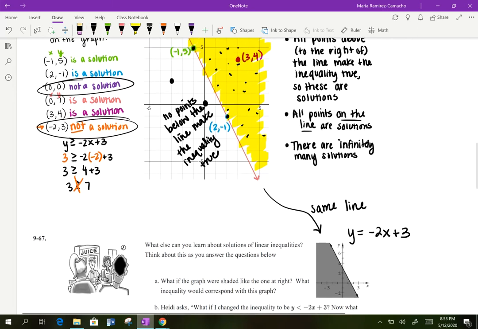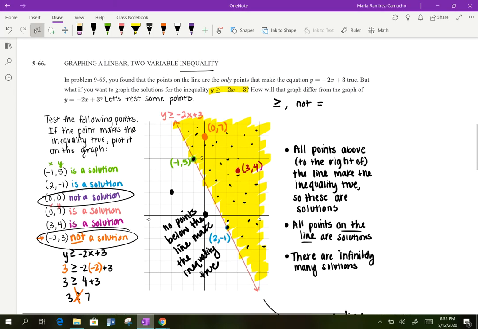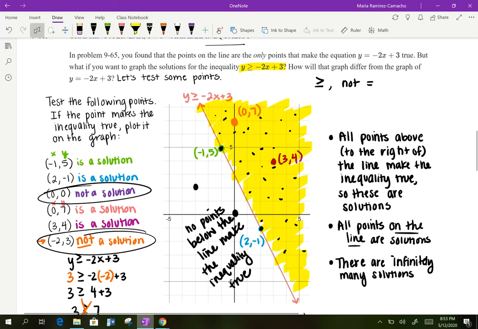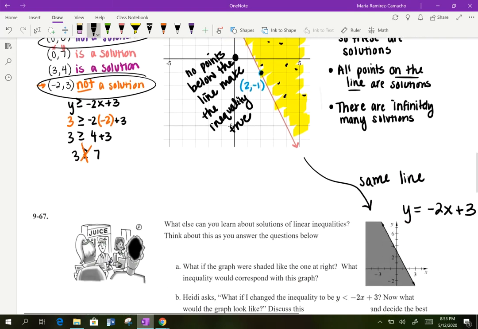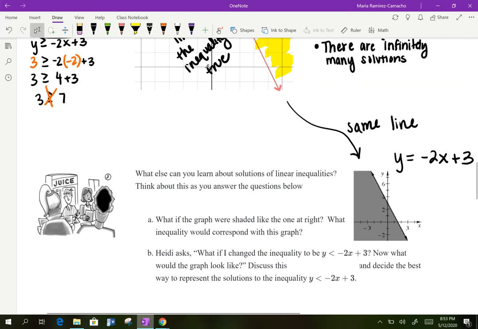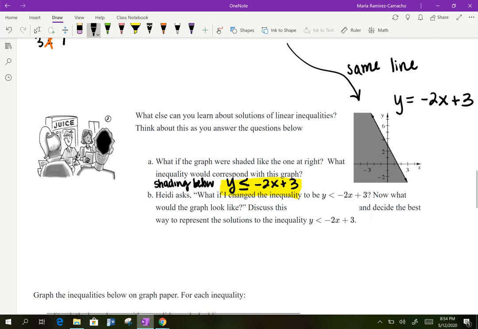But notice that here, for our problem 9-66, we shaded above, so it was greater than or equal to. Here we're shading below, and so how would the symbol change? Well, now it would be y is less than or equal to -2x plus 3. Again, that is because we are shading below. So our inequality symbol is changing. So we've answered part A.